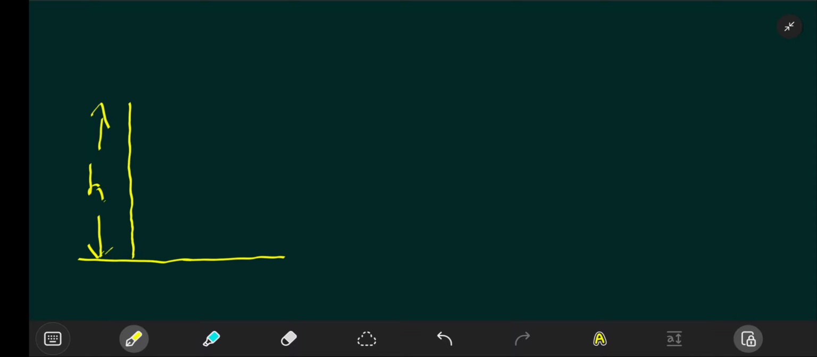Now let's do an example. Suppose there is a pole of height h, standing perpendicular to the ground.